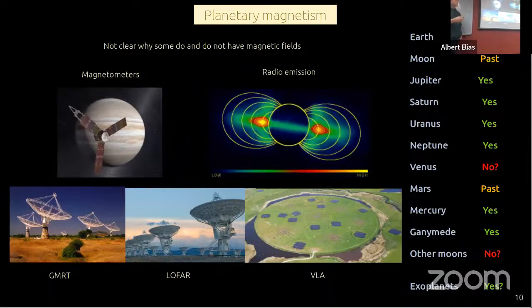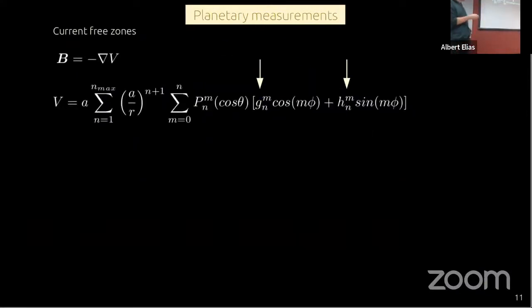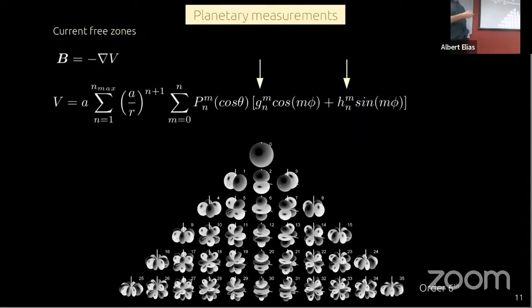And how do we measure these magnetic fields? We measure them directly with magnetometers or by radio emission. Radio emission is what we will now use, in principle, to detect the first magnetic fields in exoplanets. These are some examples of radio telescopes that are looking right now for exoplanet emission related to magnetic fields. When a magnetic field is measured and the data is published, what they actually publish is a set of constants, the g's and h's, which are coefficients for spherical harmonics.